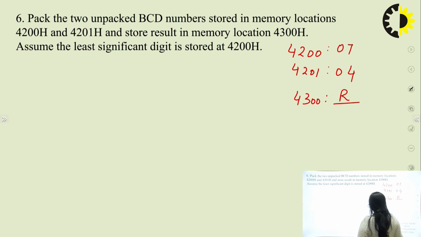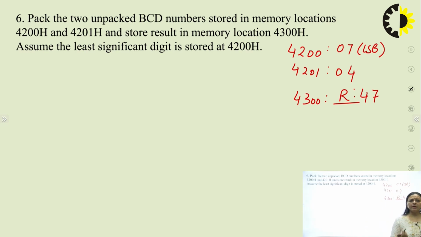I have to assume that the least significant byte is present at this location. So I have to pack the numbers. These two are my BCD numbers, unpacked BCD numbers. When I pack the numbers, it means I have to combine them. So my result should be 47, 7 being the least significant digit. How can I do it? First, I am having 4, so I should make it 40. Then I can add it with the other number, so it will become 47. So we'll see how we can write this.